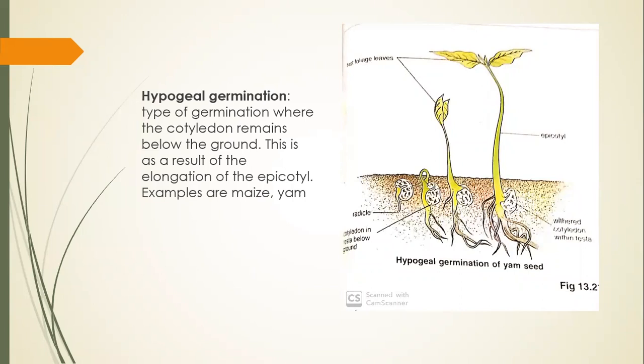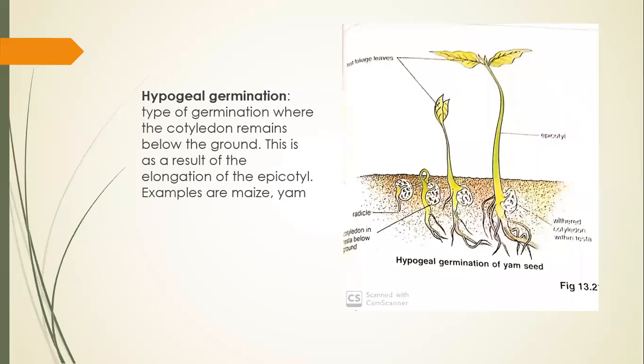So the differences between epigeal and hypogeal are, one, in epigeal germination, the cotyledon is found above the ground, then in hypogeal germination, it is found below the ground. Then two, epigeal germination results from the elongation of the hypocotyl, the lower part of the plumule. Then the hypogeal germination is formed as a result of the elongation of the epicotyl, the upper part of the plumule. Then you can give examples to tell the examiner these differences.